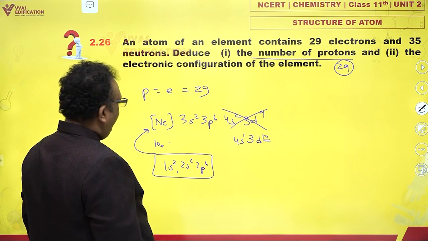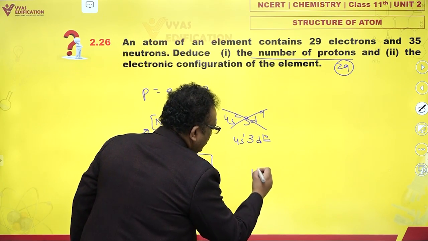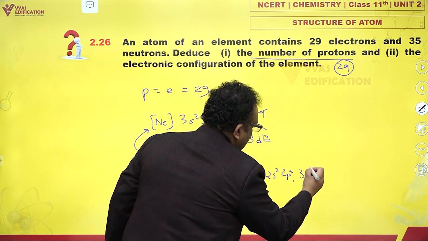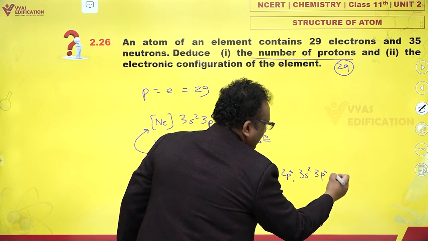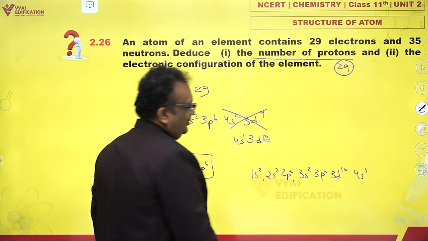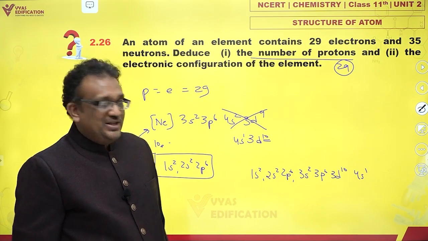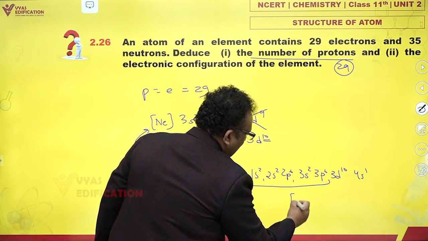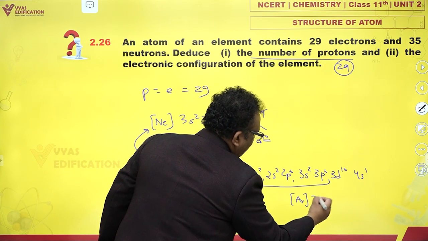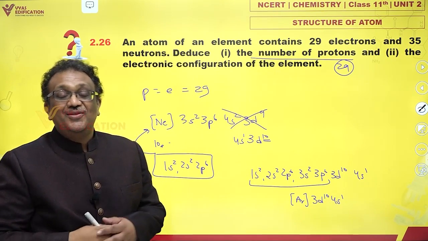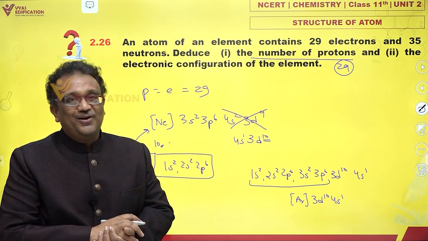So what is the electronic configuration? It is 1s2, 2s2, 2p6, 3s2, 3p6, 3d10, 4s1. This is the way we say it. In short, this can also be written as argon, 3d10, 4s1. This is the required electronic configuration.